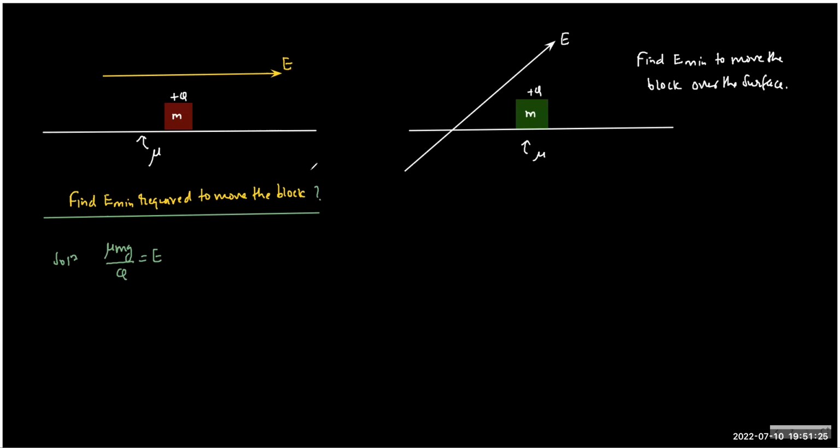I took the angle as theta, so q E cos theta plus mu sin theta, that is, Q into E minimum. We know the result of this from laws of motion. It's mu mg upon cos theta plus mu sin theta. This is the answer. This is not the minimum. This is the value when you assume theta.